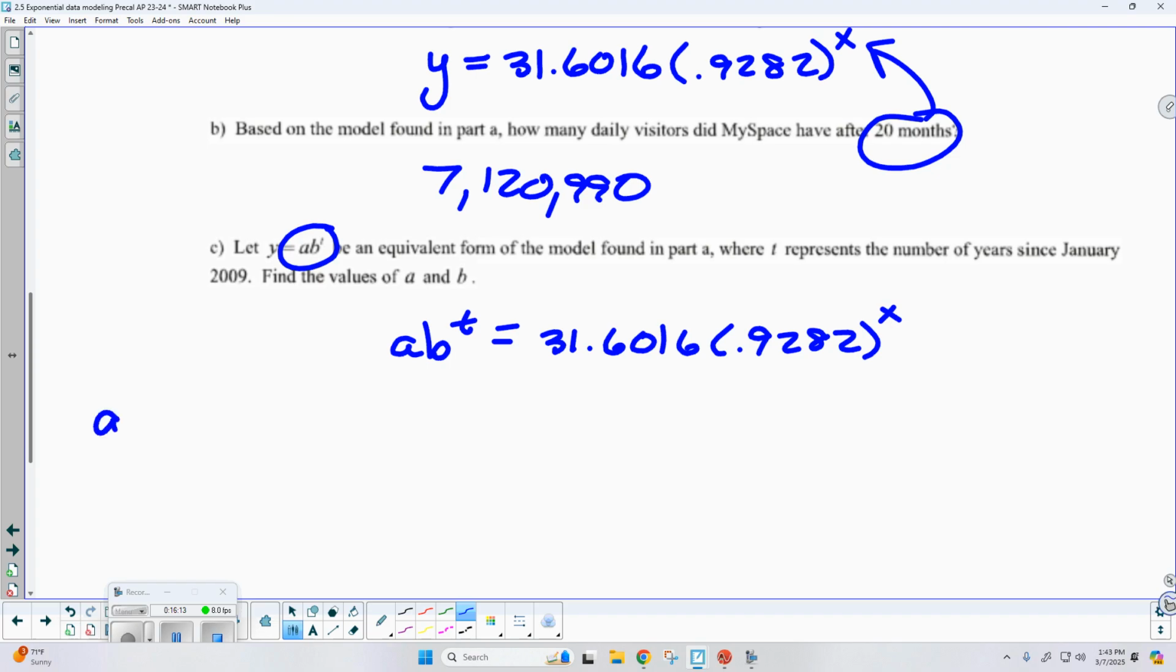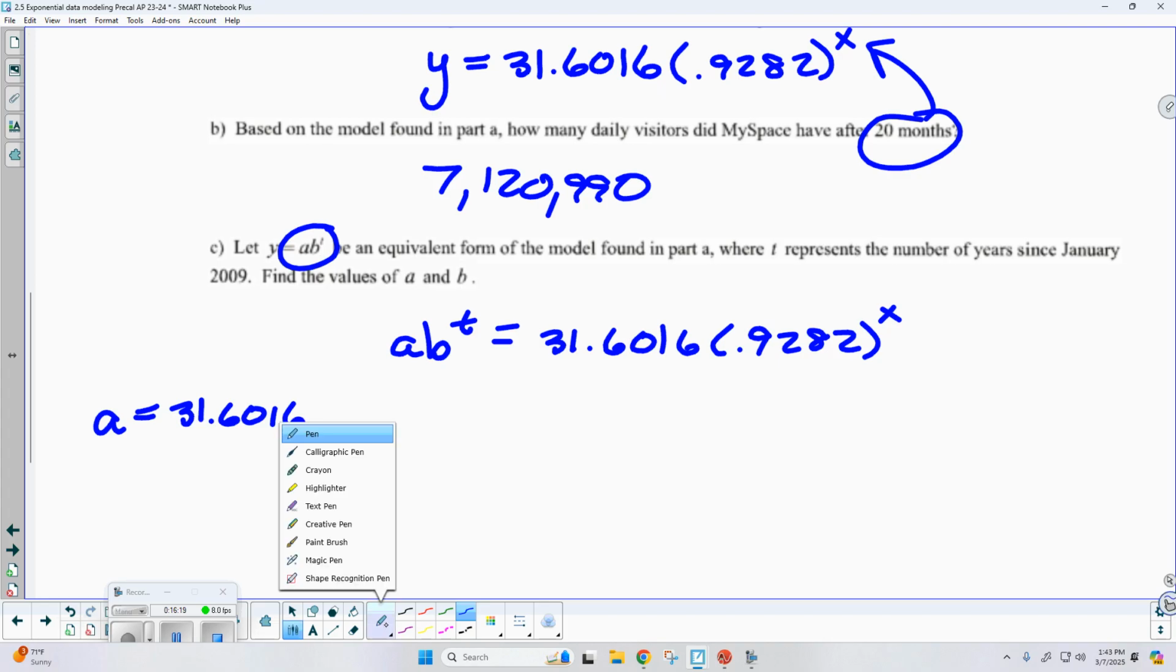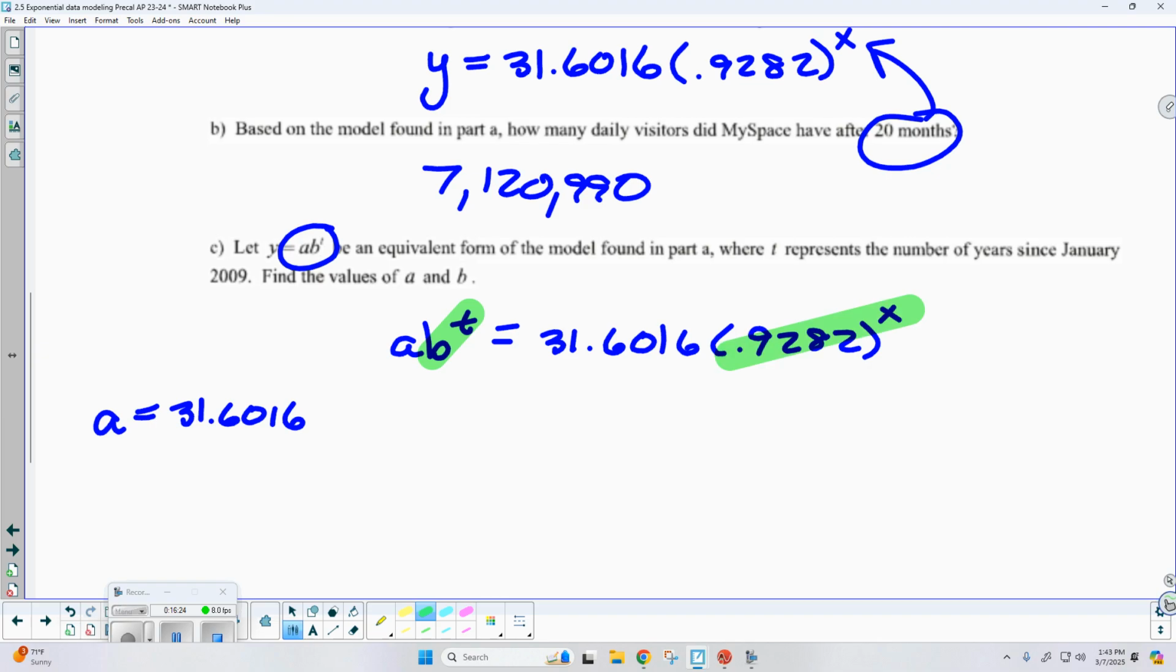So I know that A has to equal 31.6016. Now, in order to find B, we want to focus on these parts with the base here. So B to the T has got to equal 0.9282 to the x. Unfortunately, we have different powers, which is why I can't say that B is just equal to that decimal. Now, there's also another problem here. How do we measure x? X is the number of months, but we measure T in the number of years. So we're going to have to rewrite T in terms of X.